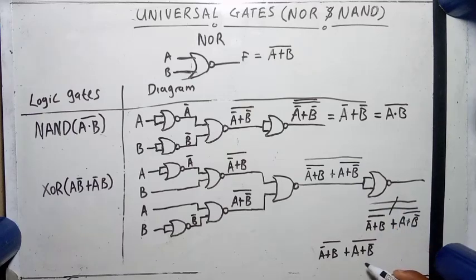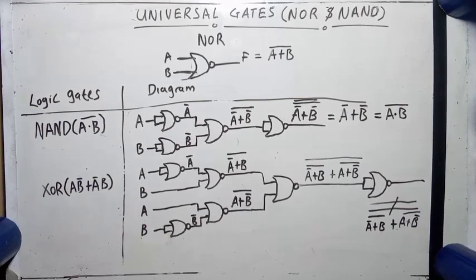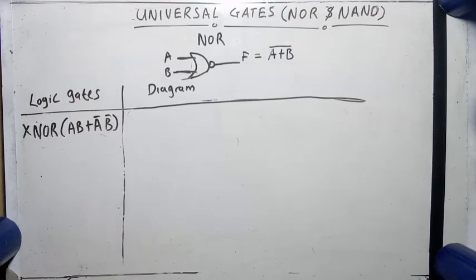Now we have this. Using De Morgan's rule, splitting this, we will definitely see we'll return back to this again. So we are actually what? Correct. So this is how you represent your XOR with your NOR gates. Now let us try for our XNOR.